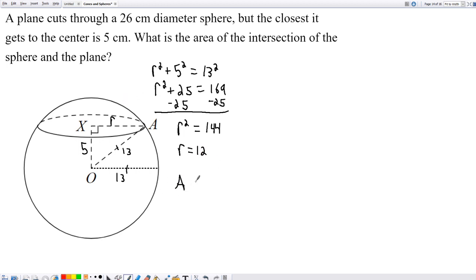The area is equal to pi. Well, we already know what r squared is. It's 144. So it's pi times 144. And that is our answer.